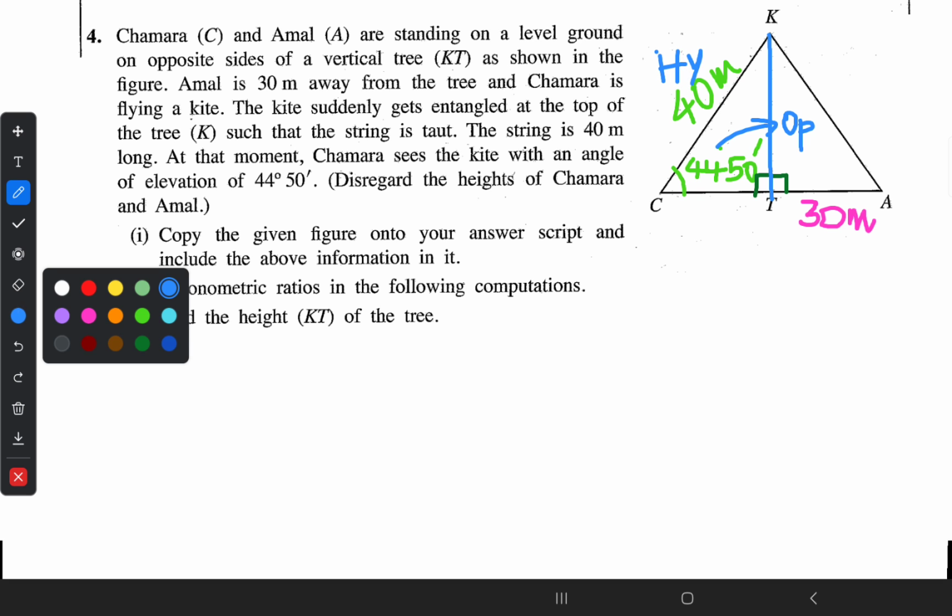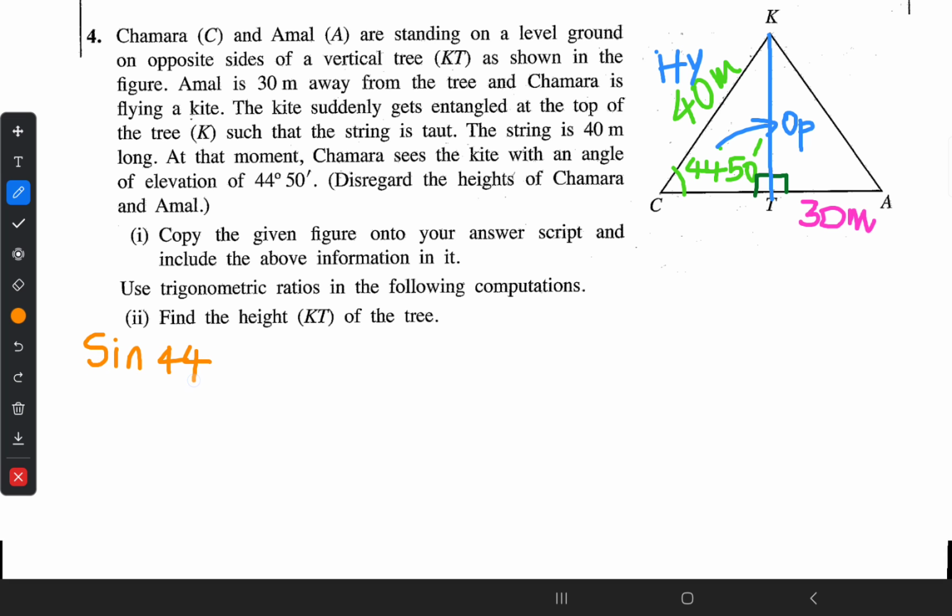So the relationship we have to use is sine. Sine 44 degrees and 50 minutes equals opposite side divided by hypotenuse. Sine 44 degrees 50 minutes we find using the table. The opposite side is what we need to find, which is KT, and the hypotenuse is 40. Let's use the trigonometric table to find sine 44 degrees 50 minutes.